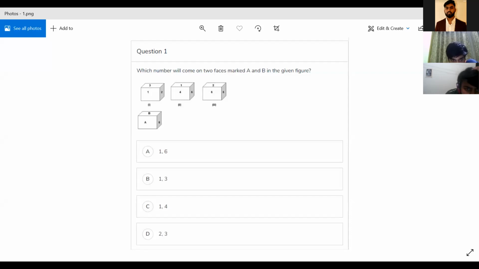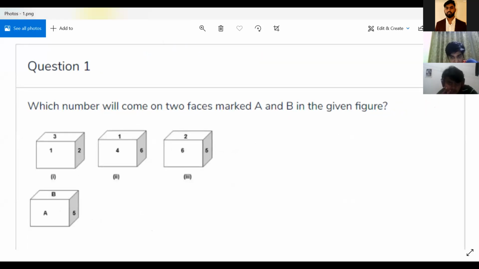So can you explain once again why 1 cannot come? Okay, so over here, if you look at the first dice and the second dice, let me zoom it in. What do we see? We see 1, 3, 2 and 1, 4, 6. First and second dice I'm taking, and 1 is common, right? I'm going clockwise: 1, 3, 2.